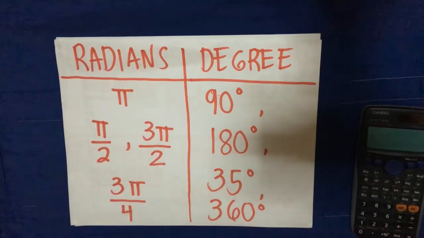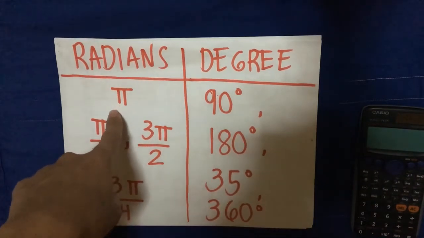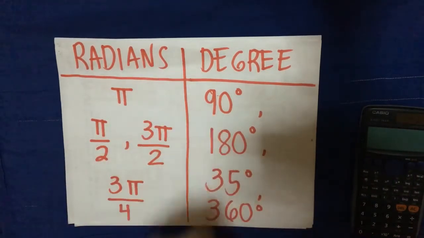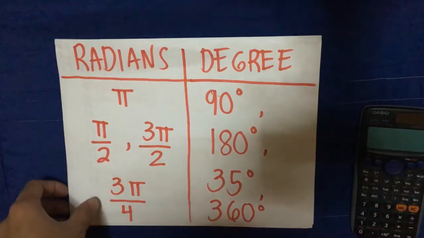How about degrees? I know everyone is very familiar with degrees. These are 90 degrees, 180 degrees, 35 degrees, and 360 degrees. These are the numerical coefficients used in solving trigonometry. Since these are the numerical coefficients used for trigonometry, there may be some radians that have an equivalent value in degrees and vice versa. That is our second goal: convert radians to degrees and degrees to radians.